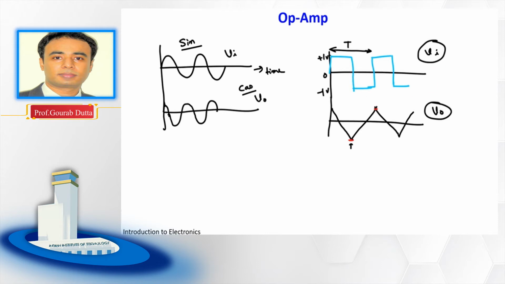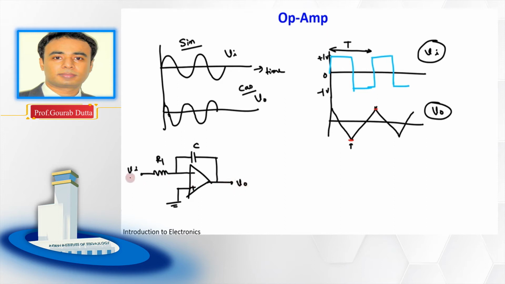Okay, now if we reconsider the simple integrator circuit that we discussed in the last page, which was this circuit. This is C, this is R1, this is Vi, this was ground, and this is the output V0.